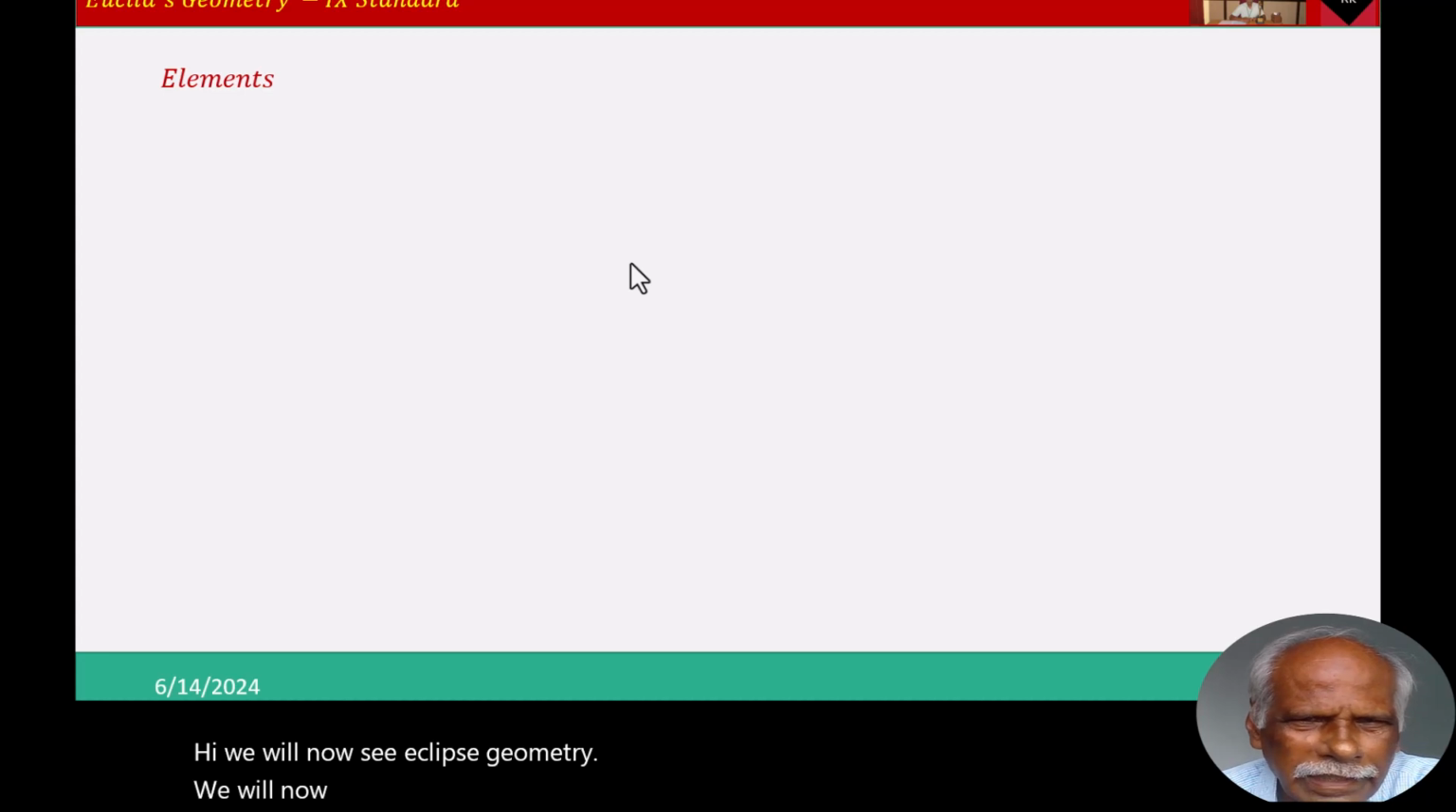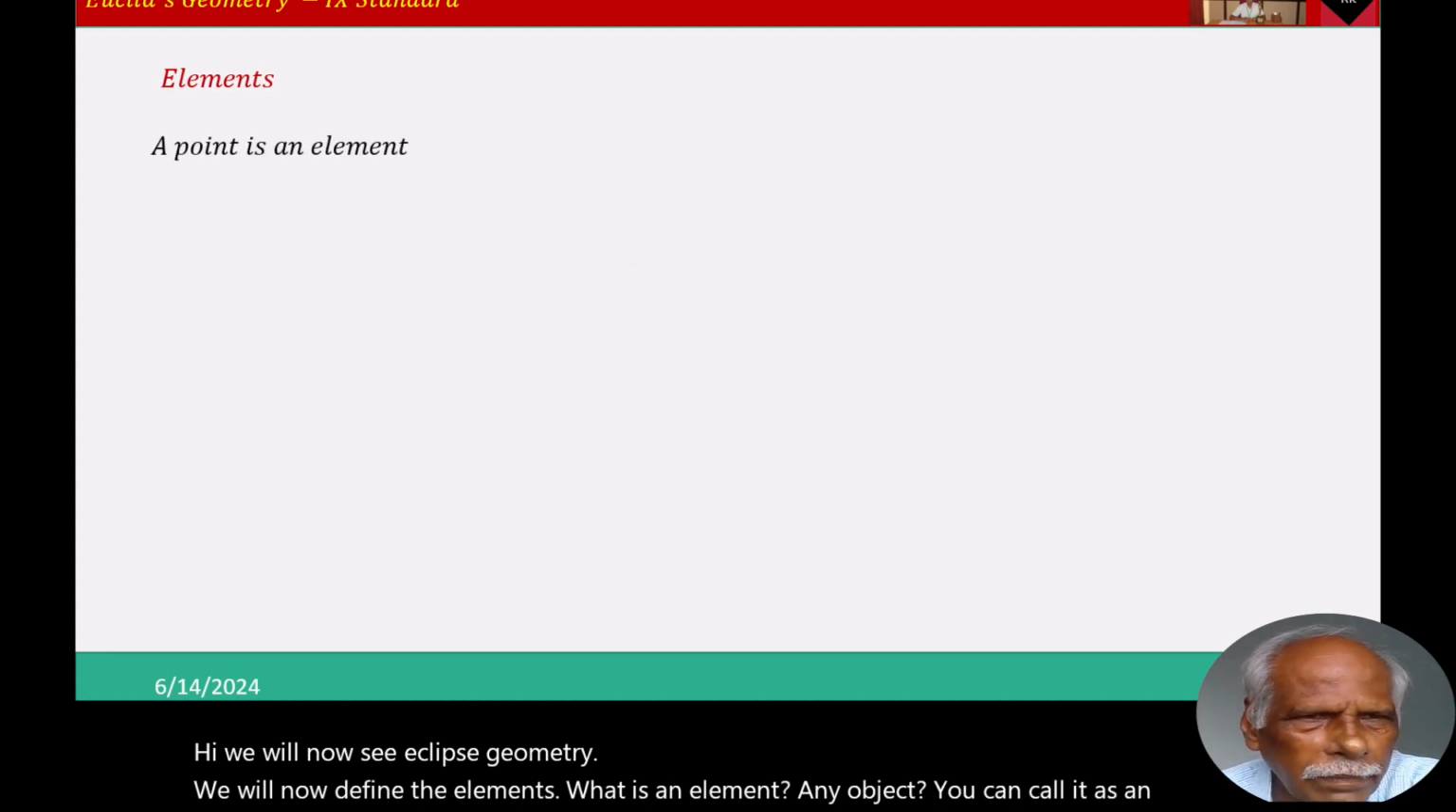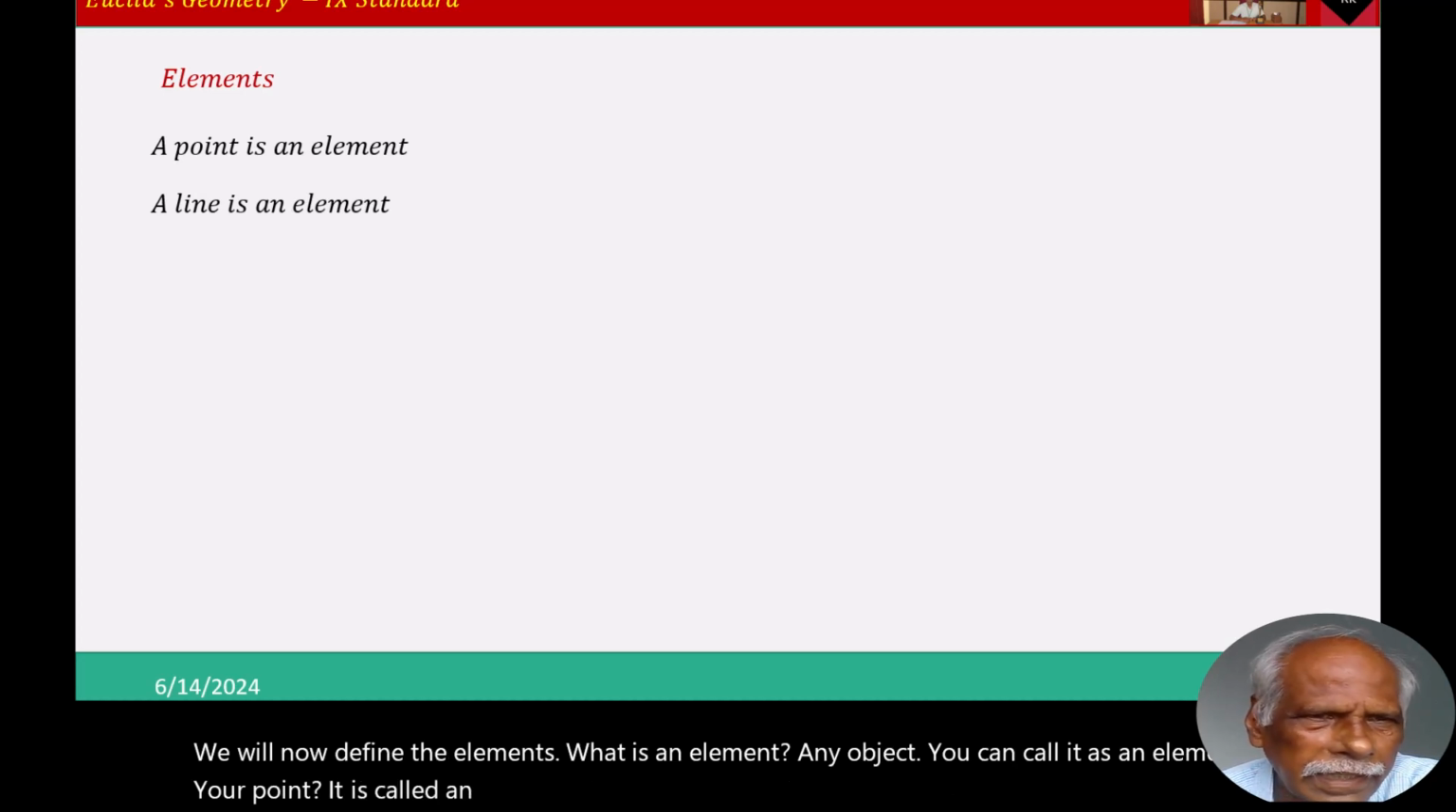Hi, we will now see Euclid geometry. We will now define elements. What is an element? Any object you can call it as an element. A point is called an element. A line, you can call it as an element.